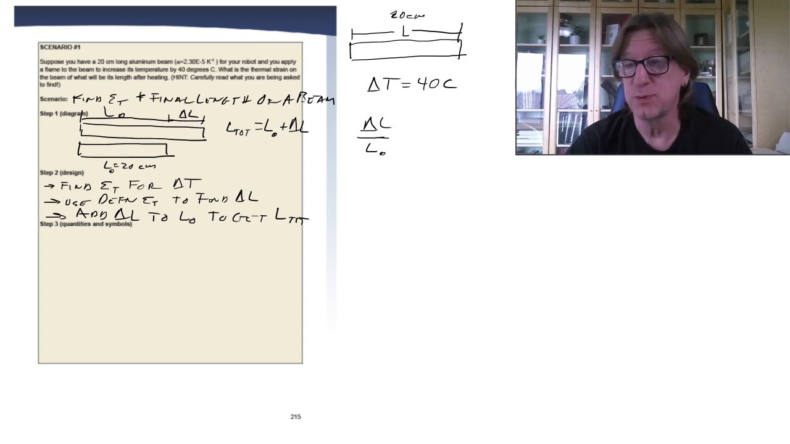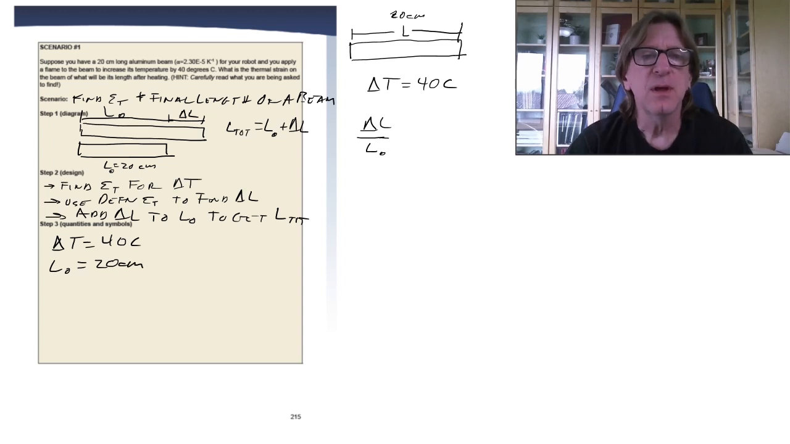Well, first we'll do our symbols. Sorry, we'll do our symbols first. So we know that delta T then is equal to 40 degrees centigrade. We know that our original length is going to be 20 centimeters. We know that our coefficient of thermal strain is going to be 2.30 times 10 to the -5 Kelvin to the -1. And what I want to know is what is my total length.